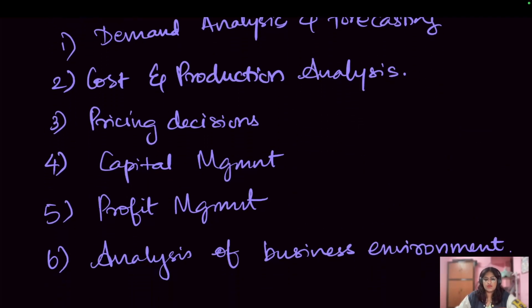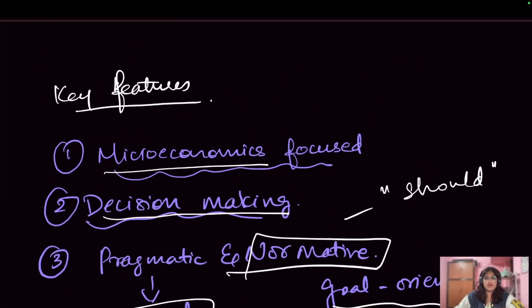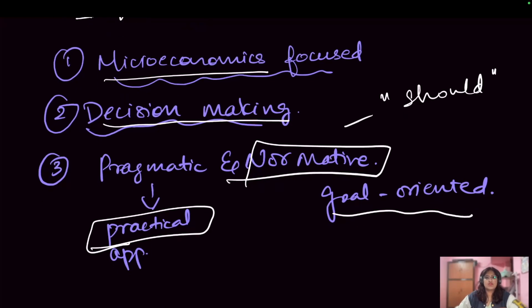So these are the major scopes of managerial economics: demand analysis and forecasting, cost and production analysis, pricing decisions, capital and profit management, analysis of the business environment. And we also talked about the key features, that is, it is microeconomic focused, that is, the focus is majorly on individual organizations. It helps managers in making decisions. It is more pragmatic or practical applications focused. It gives you normative decisions, and then it is also goal oriented.